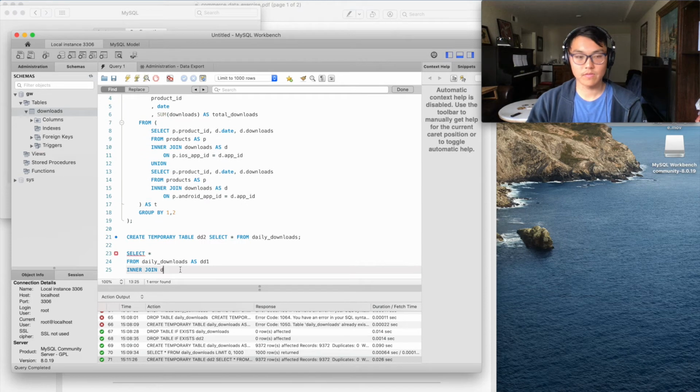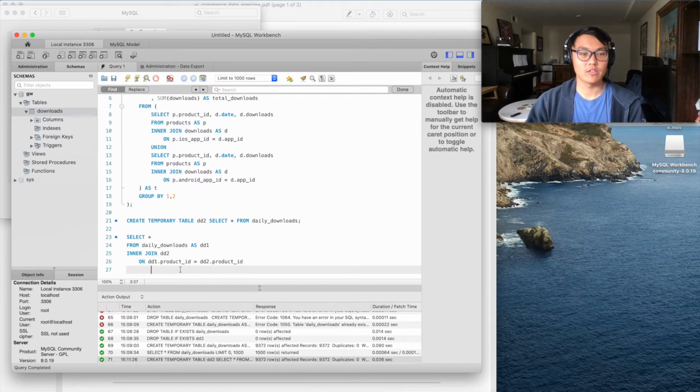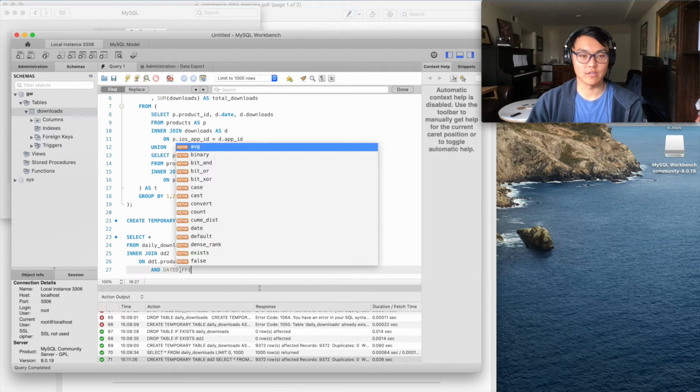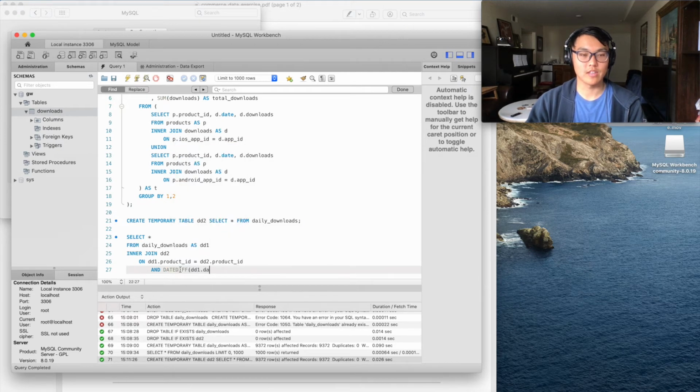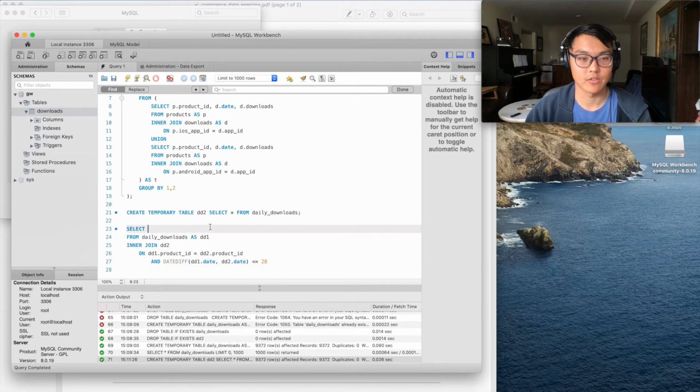Cool. So on dd1, we're going to join on the product ID, so each product has to equal the other product. And then we're going to join on this trailing average. The way we do that is we look at the date difference between the first date that we care about and the second date value that we care about. If it's less than or equal to 28, then we're good. So that's the trailing 28 days.